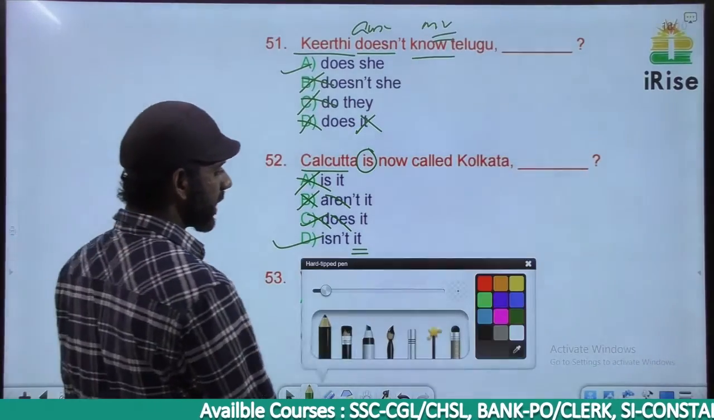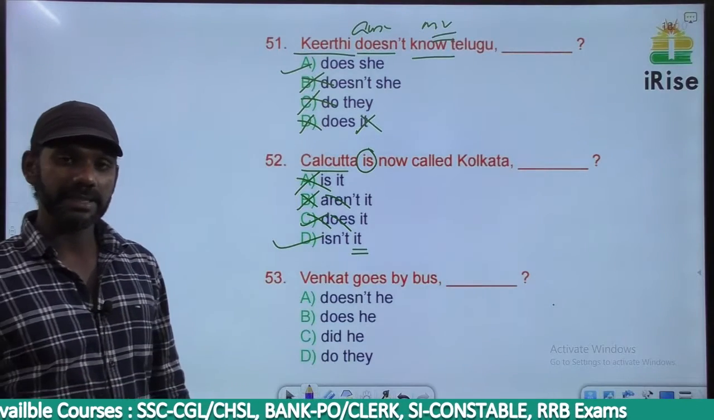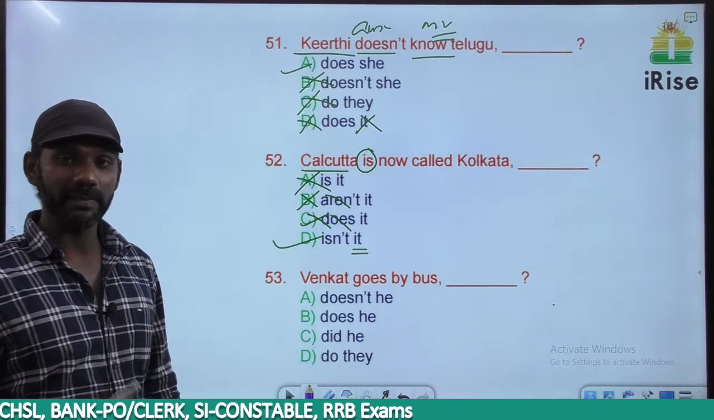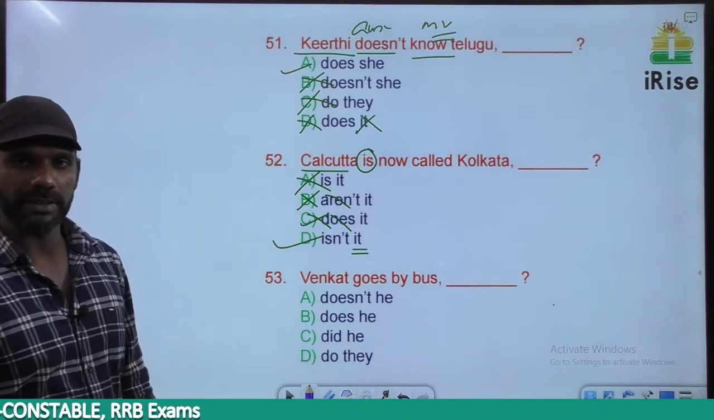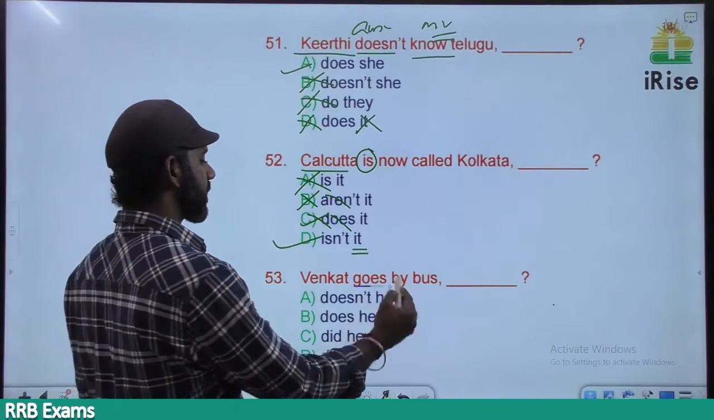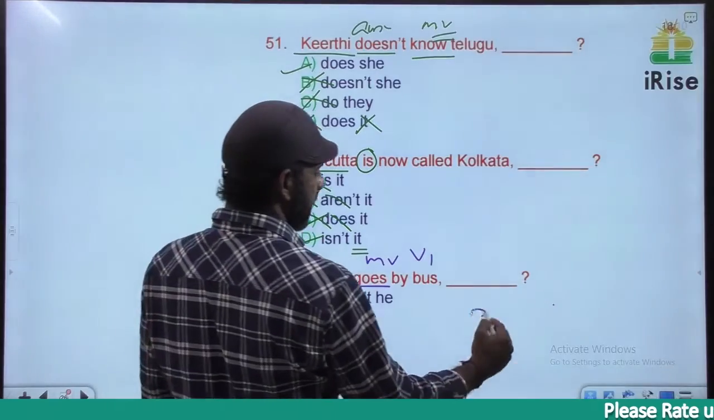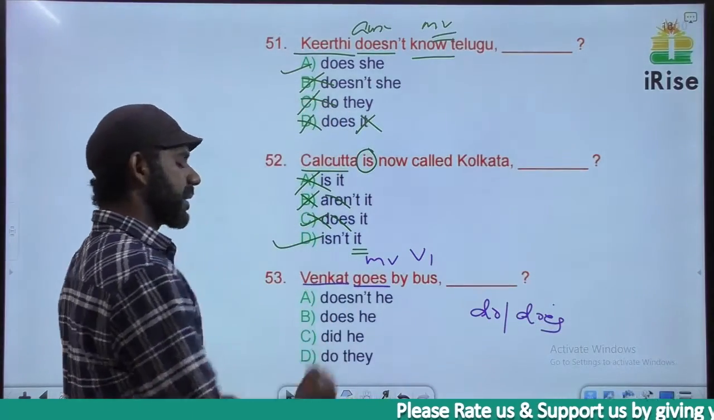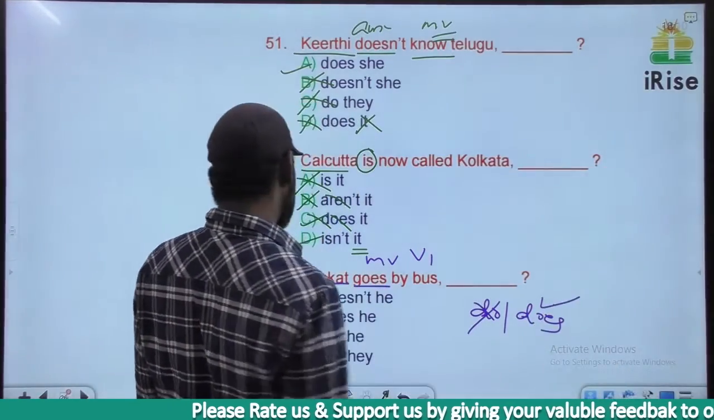Venkat goes by bus. This word is not pronounced as bus, it's pronounced as bus. Venkat pronunciation doesn't matter in our examination, I'm saying. Venkat goes by bus, no auxiliary verb. The verb in this sentence is goes, main verb, and goes is V1. And in the case of simple present tense, we have to go for do or does. The subject here is Venkat, singular, so we should not use do, we have to use does.